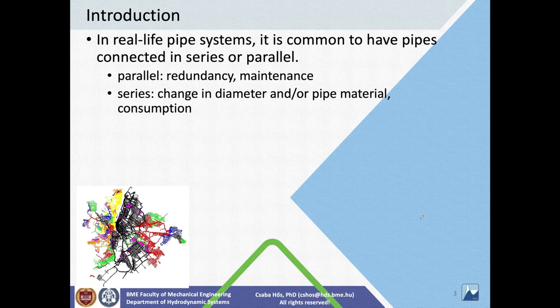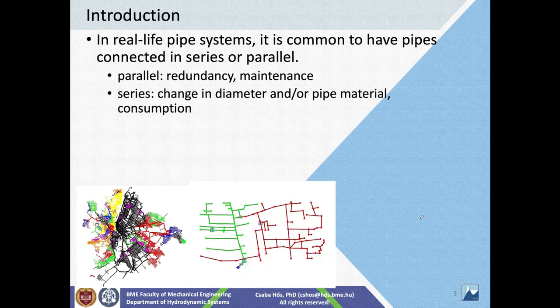So this is an example. This is the water distribution system of Budapest. You see that this is a large system with an enormous amount of pipes, and clearly a lot of them are connected in series and parallel. Here I will give you a simpler bit. For example, these two pipes here are connected in series. Or for example, this branch and this branch are connected in parallel. Or if you like, this pipe and this pipe are connected in parallel.